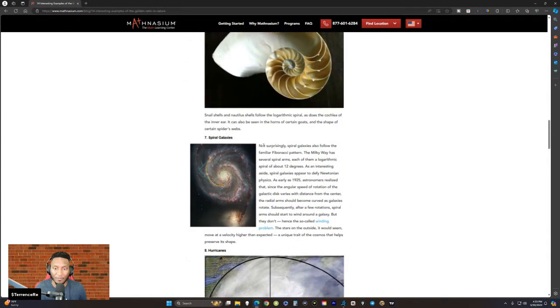Spiral galaxies. Not surprisingly, spiral galaxies also follow the familiar Fibonacci pattern. The Milky Way has several spiral arms, each of them a logarithmic spiral of about 12 degrees. As an interesting aside, spiral galaxies appear to defy Newtonian physics. And then it goes in and it shows you that.